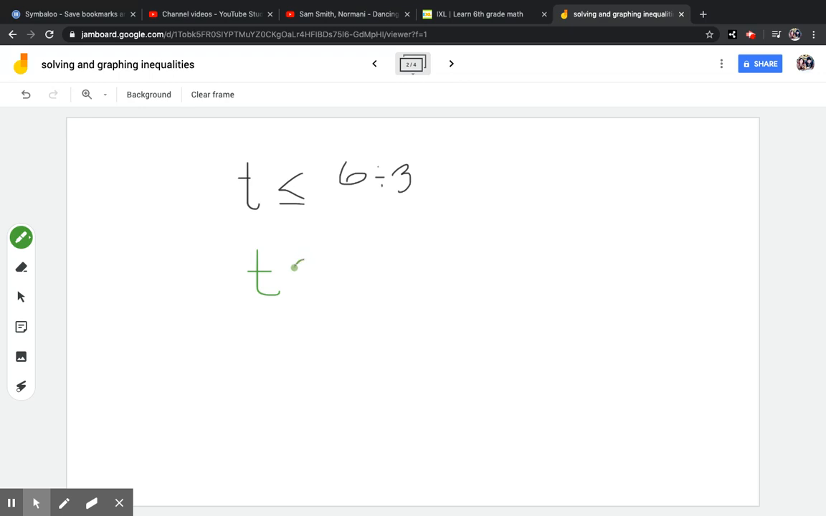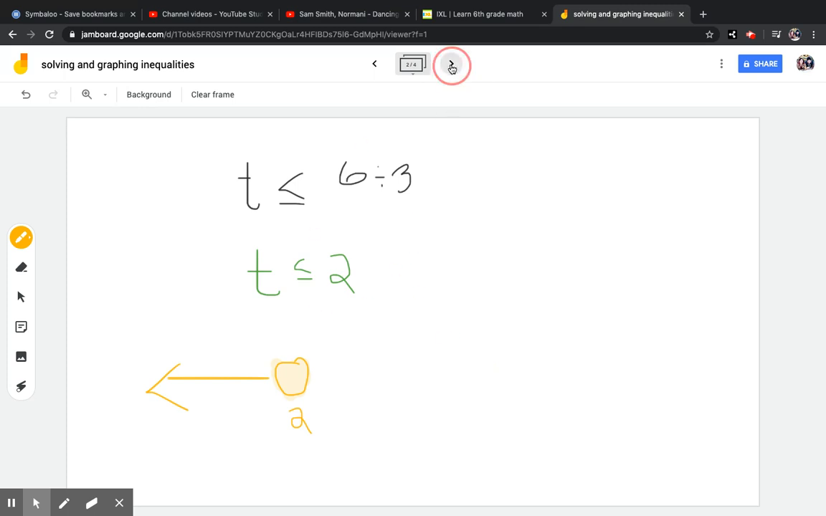All right, next, t is less than or equal to 6 divided by 3. 6 divided by 3 would be 2. All right, let's graph it. I'm going to draw my circle. I'm going to face the same way. It is closed. It has a door. If you look at that door, I'm going to fill it in. It's going to be a closed circle. All right, and I'm going to label it as 2.